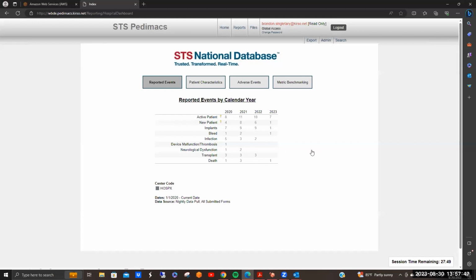So again, here is the landing site of the dashboard that provides these counts, just to give your site a brief summary of forms that you've submitted. Right now, this is currently updated on a nightly basis. So if you, for instance, put in a new bleed form or infection form, you can go in within the next day and check to see if those counts are then realized here on a rolling annual basis.